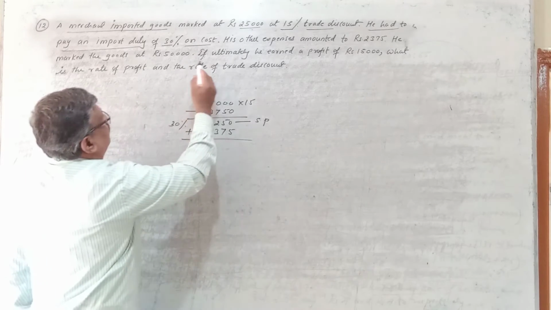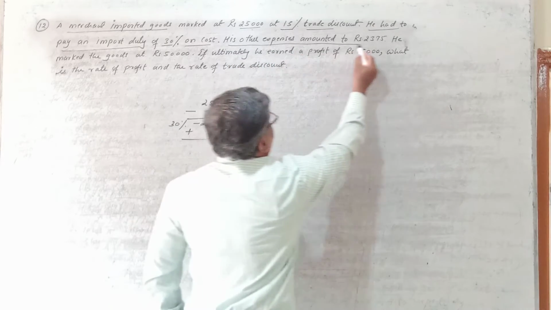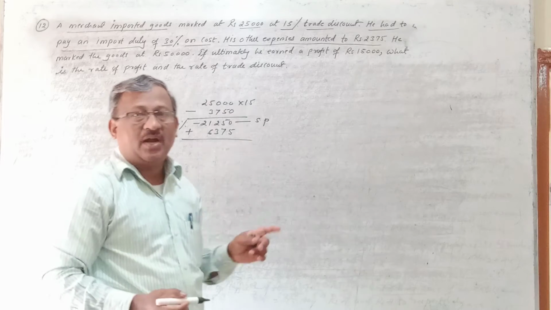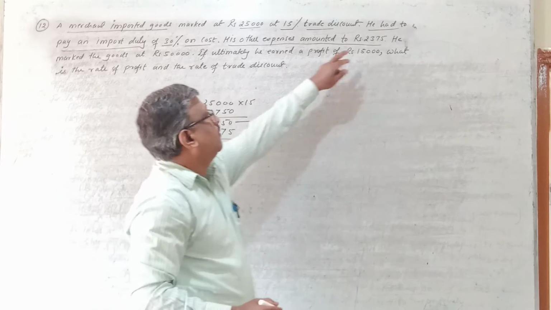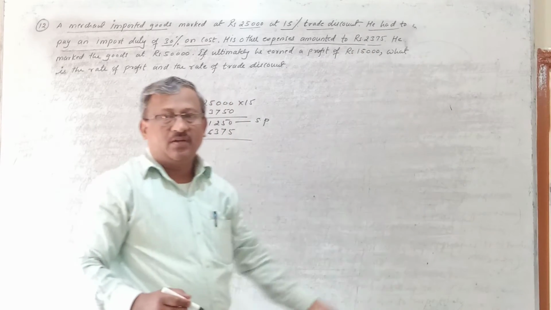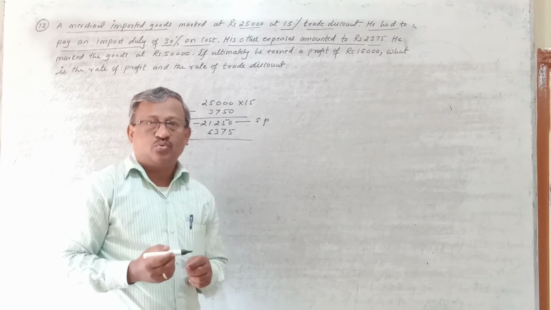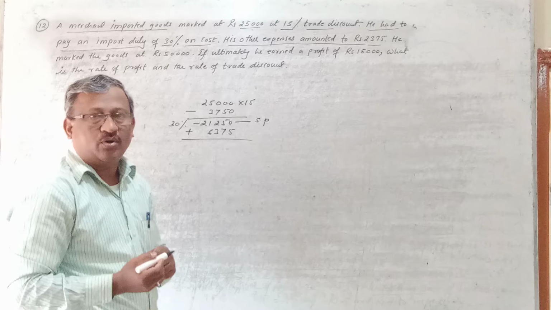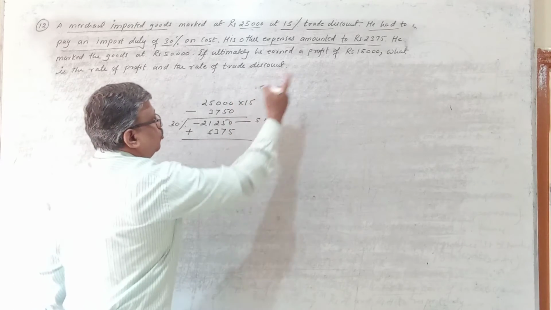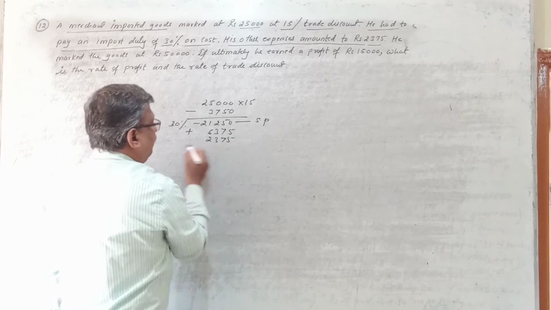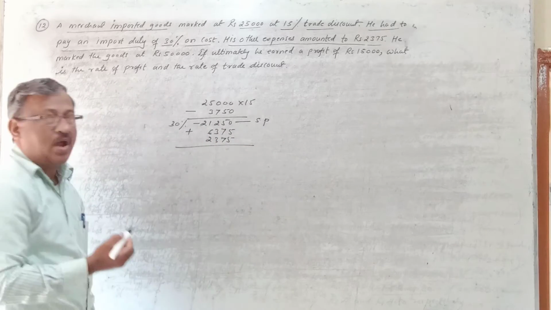Totally, how much it costs, that we have to find. Plus he has to pay other expenses amounting to 2,375. In the previous problem they had given it in percentage; now in this problem they have given the other expenses ready-made. We have to determine how much it totally costs to import the goods. So this 2,375 rupees of other expenses also you have to add.